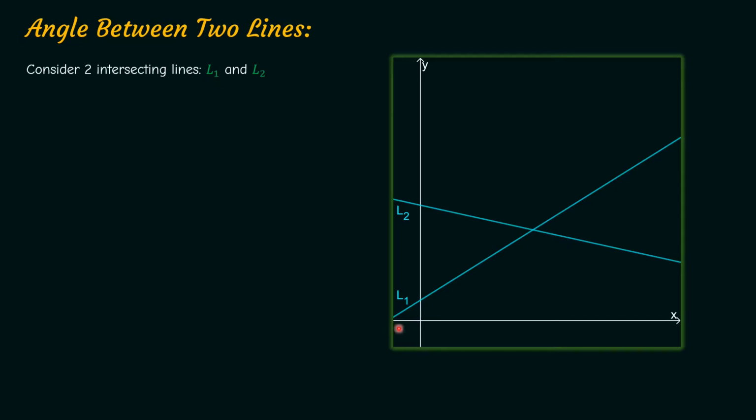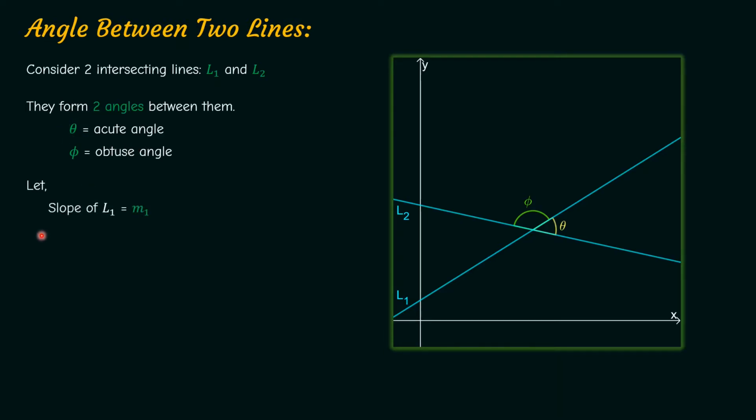But if you observe carefully, there are actually two angles between them, right? One of them is an acute angle, which is nothing but an angle less than 90 degrees, and the other will be an obtuse angle. The acute angle is referred to by theta and the obtuse angle by phi. When talking about the angle between two lines, we are actually talking about the acute angle, that is theta.